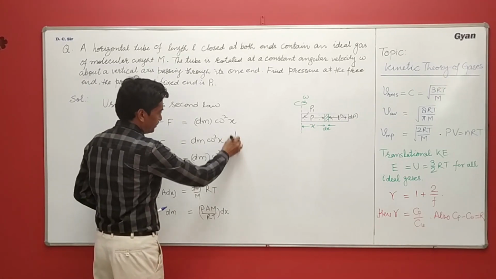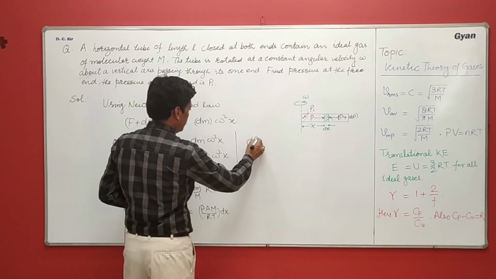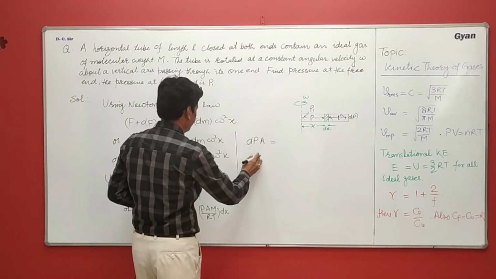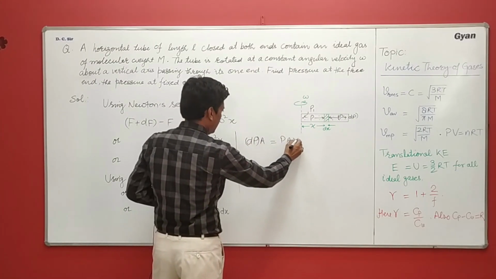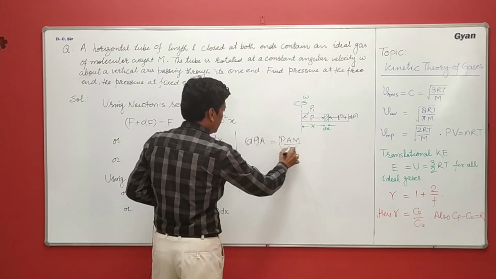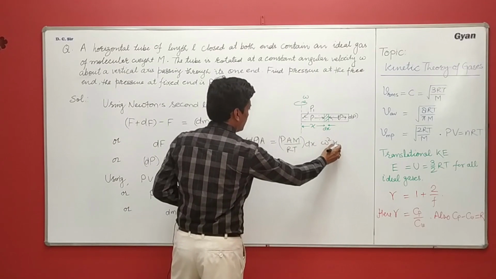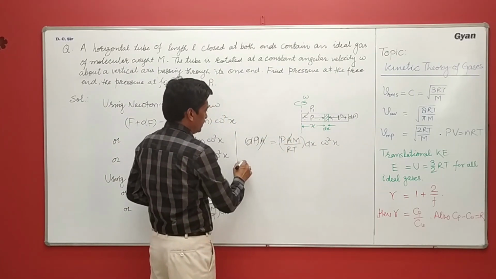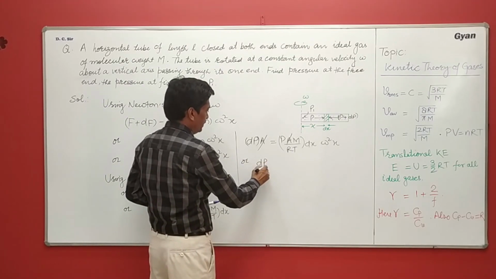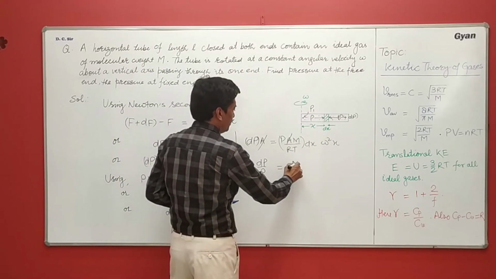Okay. Now you put the value of dm in this equation. This becomes dP A is equal to P A m upon RT into dx, and here omega square x. Okay. Now A gets cancelled out from both sides. So taking P to this side, dP upon P will be m omega square upon RT times x dx.